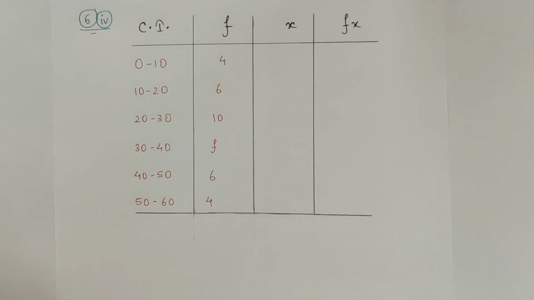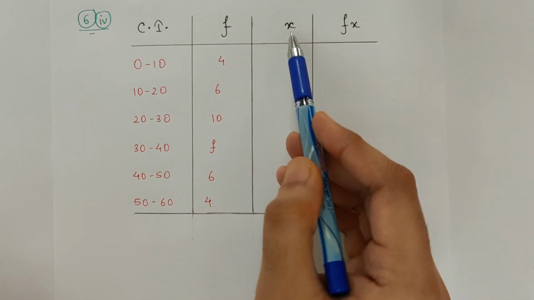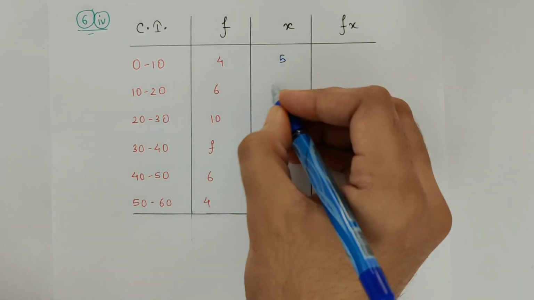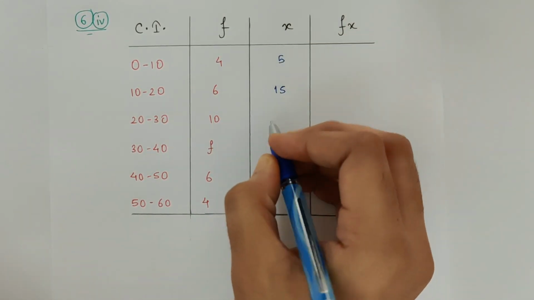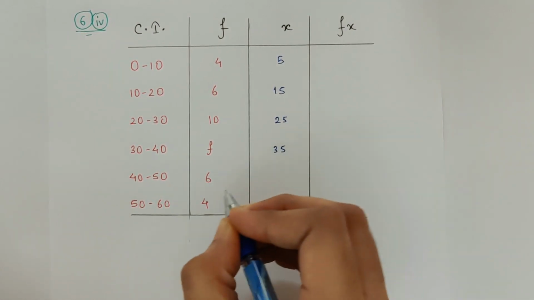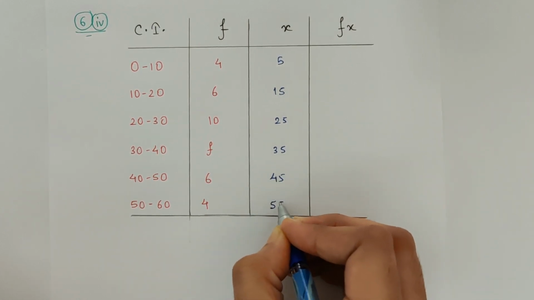So guys, over here we have the class interval and the frequency. First, let's find the class mark. So for 0 to 10, it will be 5. 10 to 20, it will be 15. 20 to 30, it will be 25. 30 to 40, it will be 35. 40 to 50, 45. And 50 to 60, it will be 55.